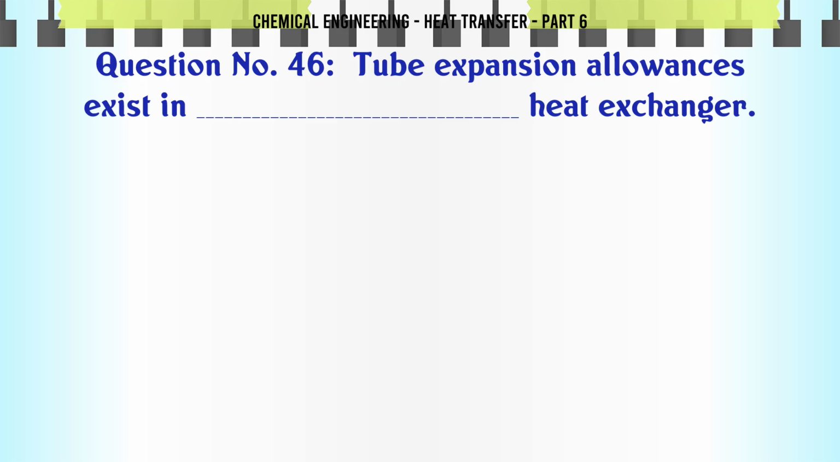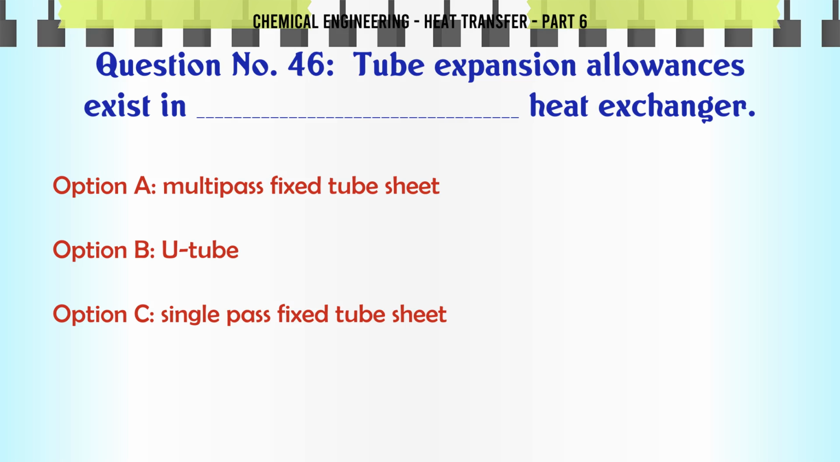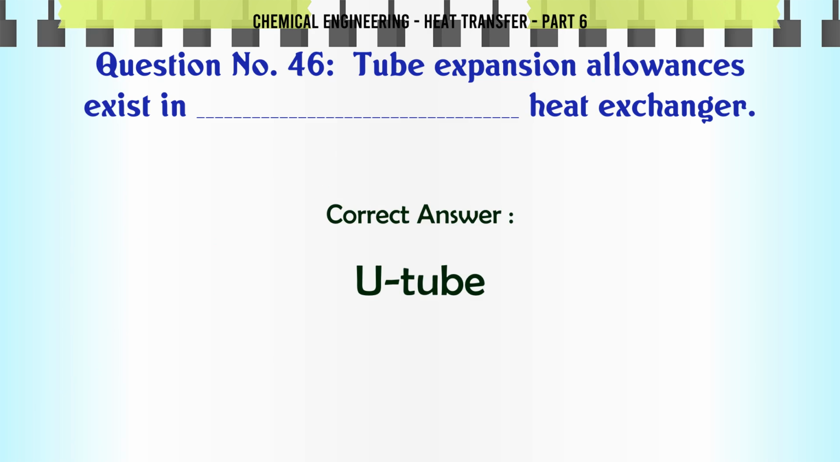Tube expansion allowances exist in heat exchanger. A. Multipass fixed tube sheet. B. U-tube. C. Single pass fixed tube sheet. D. None of these. The correct answer is U-tube.